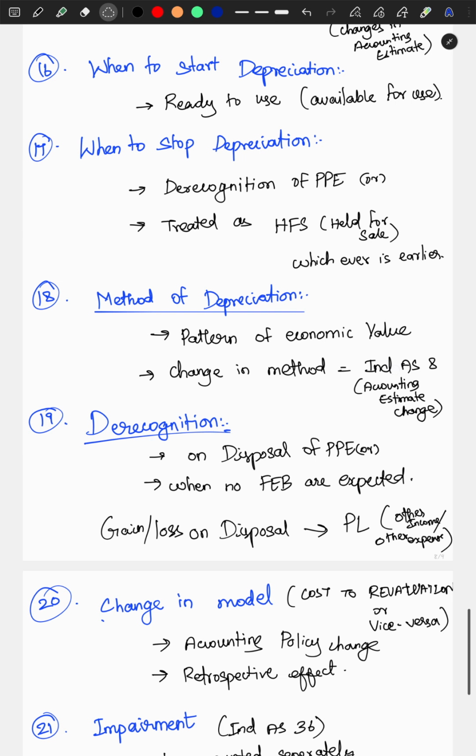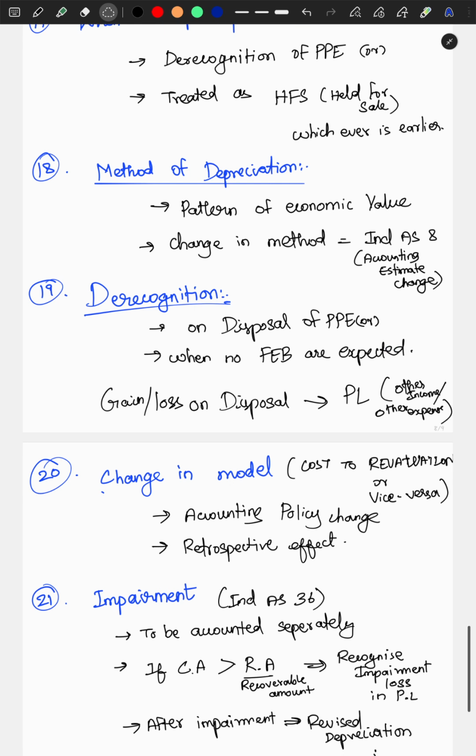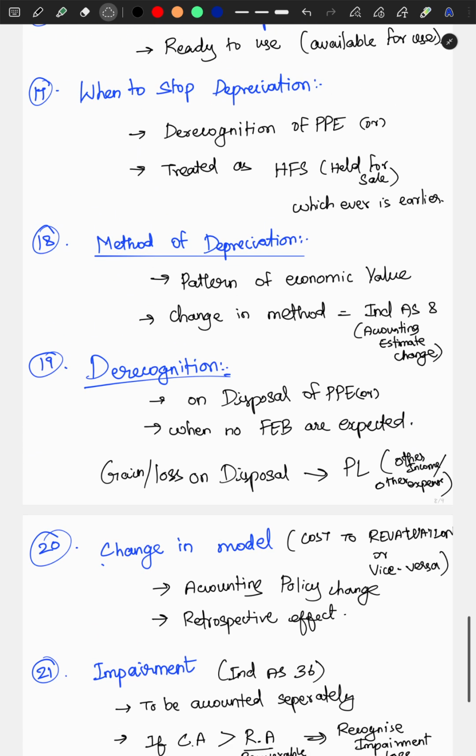Then method of depreciation. Ind AS 16 doesn't clearly say about any method, but it says pattern of economic benefit. On that pattern we can depreciate, and changes in method, if any, have to be treated as per Ind AS 8 accounting estimate change. Okay, when will the asset get de-recognized? On disposal of PPE, or when no future economic benefits are flowing into the enterprise. In that case also we will be de-recognizing the PPE.